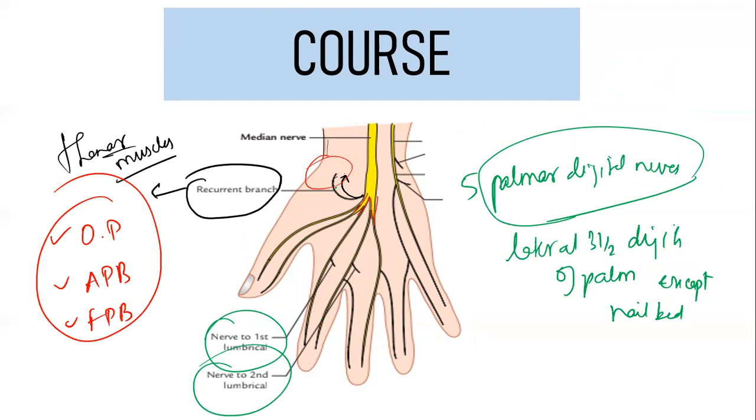Then it divides into 3 palmar digital branches, which in turn give rise to 2 palmar digital nerves each. So this is one branch, this is another branch, this is another branch, and we have got totally 3 branches, which in turn give rise to 2 branches. So totally we have got 5 palmar digital nerves, right? And additionally, we have got the nerve to the first lumbrical and then the second lumbrical. So this is the entire course.